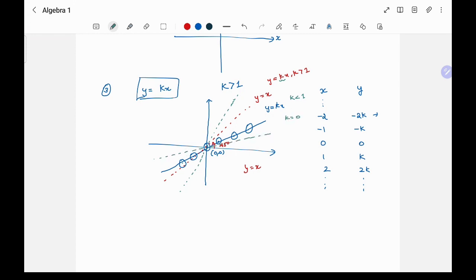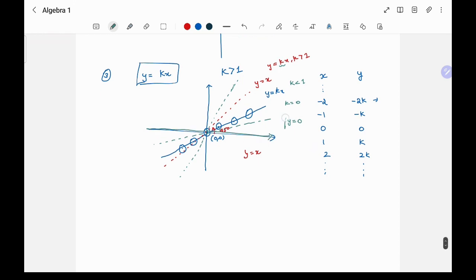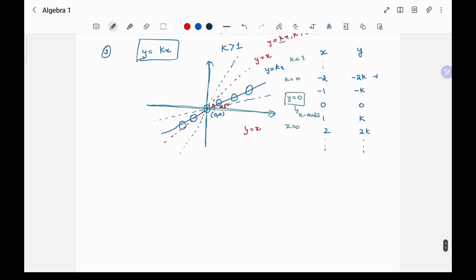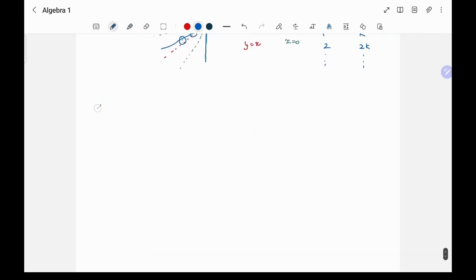What happens if k is equal to 0? It's nothing but y equal to 0 if you substitute here. So this is nothing but the x-axis. So y equal to 0 is the x-axis. What about x equal to 0? x is equal to 0 when k tends to infinity. So that will give you the y-axis. So with the simple y equal to kx itself, we can get these many different graphs for different values of k. So next is some shift, kx plus c.